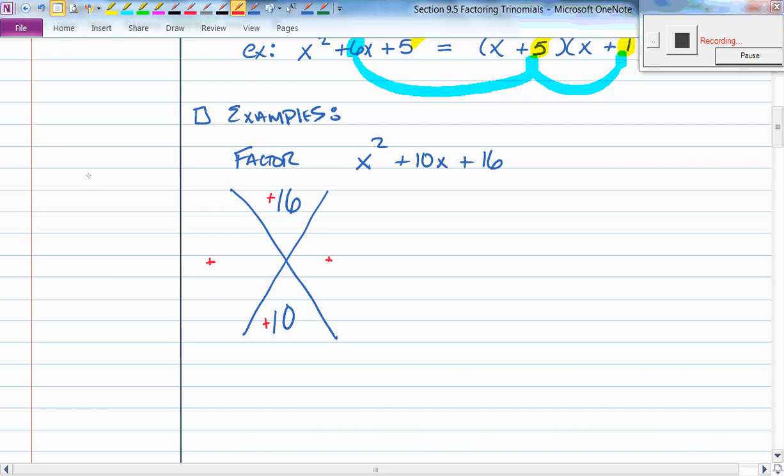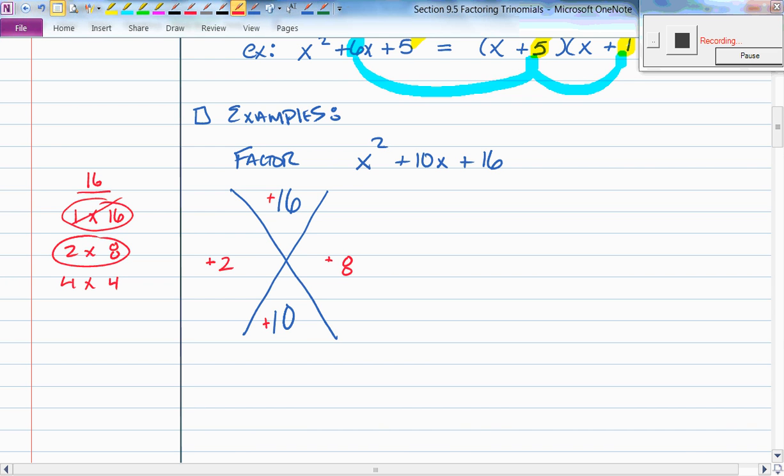So what we do is we take the number 16 and we start breaking it down. How can you get 16? Well, it's 1 times 16, right? Is there any other way? 2 times 8? Any other way? 4 times 4. Good. Only one of these options is going to simultaneously add to 10. Is it 16 and 1? No. Is it 2 and 8? Yes. And they're both positive, so a 2 goes there and an 8 goes there.